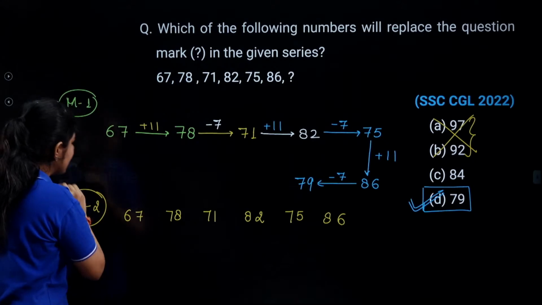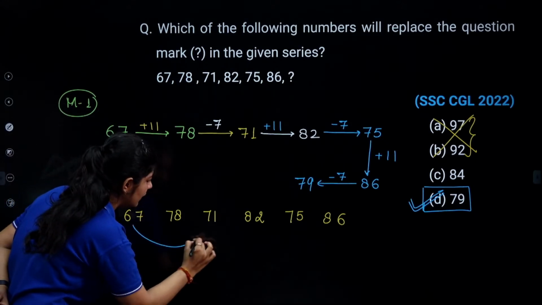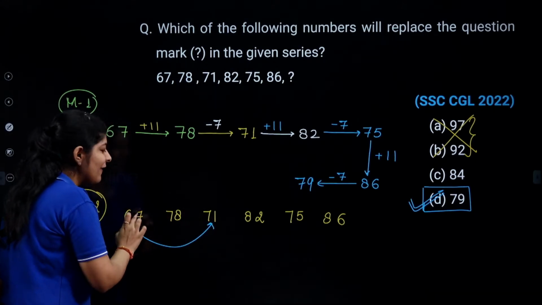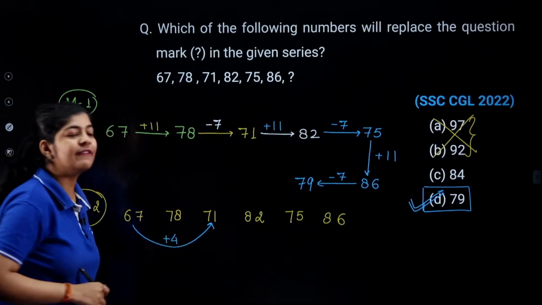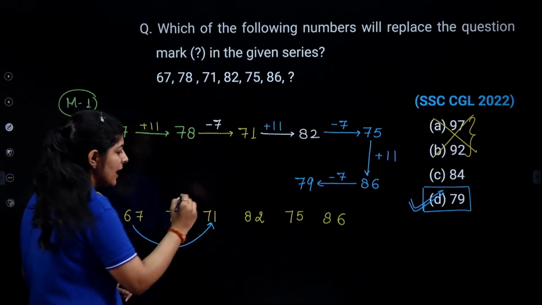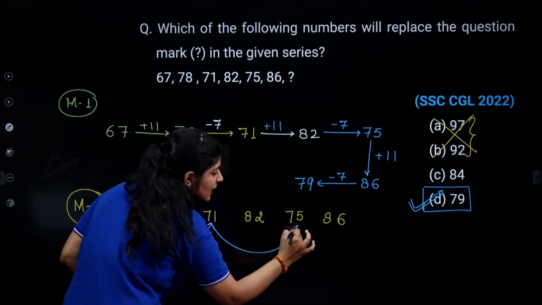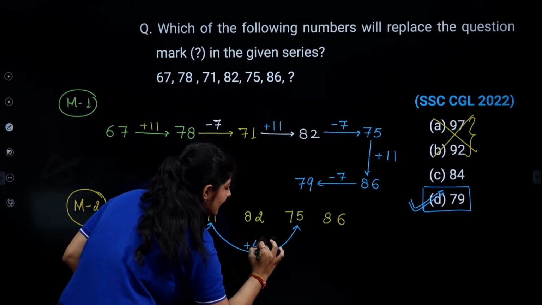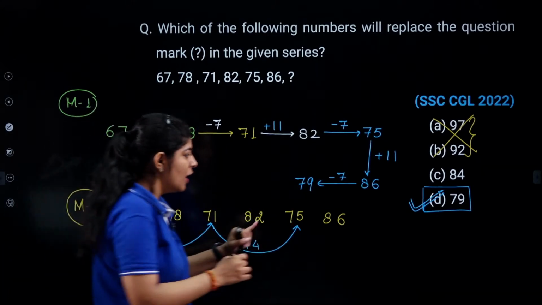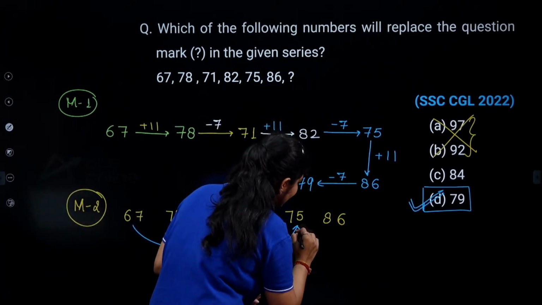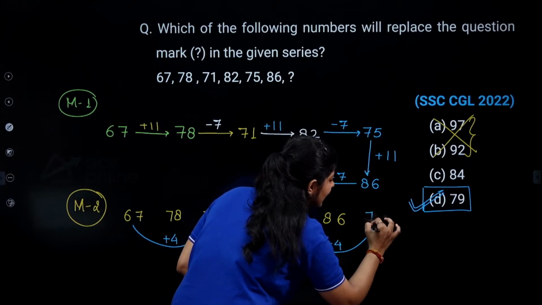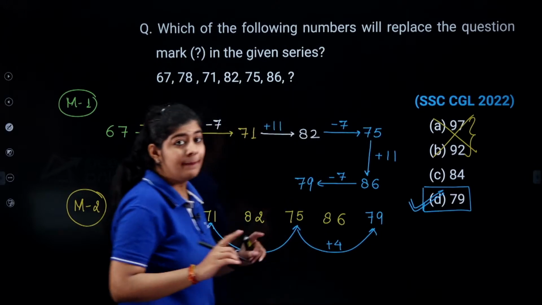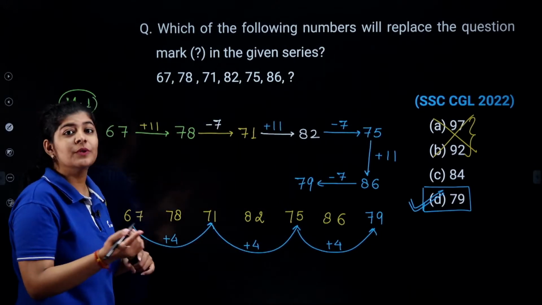If you see the pattern carefully, you can sense that if I add 4 to 67, I'll get 71. And if I again add plus 4 to 71, I'm getting 75, right? So just to identify the next term, I need to add plus 4 to 75 and I'll get my answer as 79.